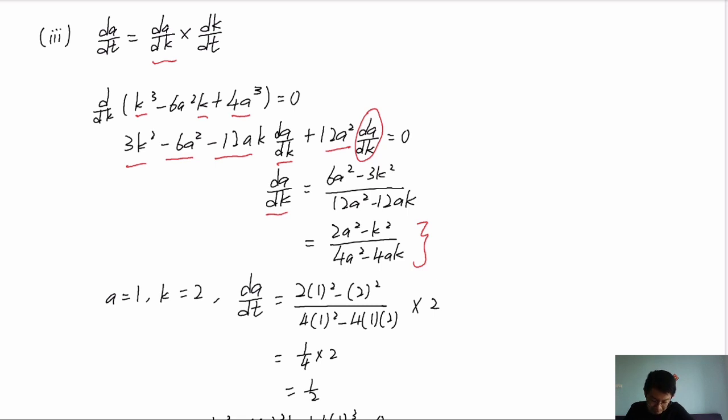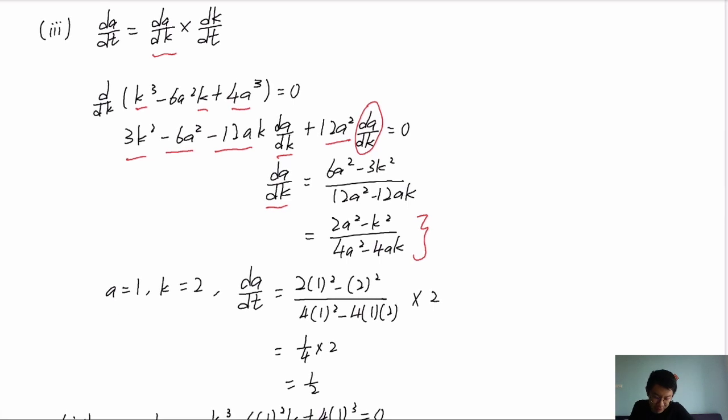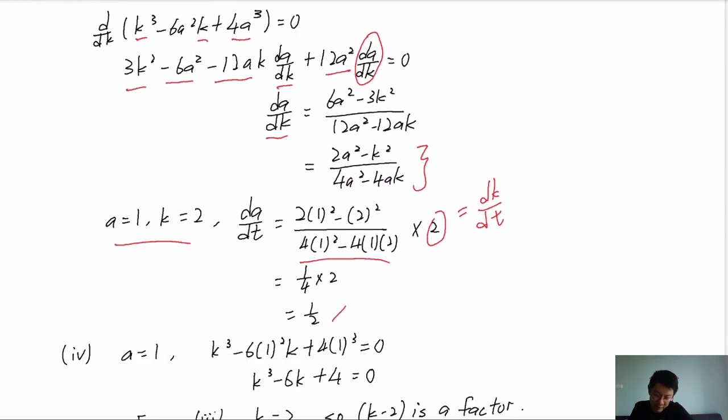Now we are given the values a equals 1 and k equals 2. We are able to find the value of dA/dt, knowing that dA/dt is dA/dk times dk/dt. Earlier on, this value is our given dk/dt. So basically we just substitute all the values of a and k into our dA/dk, and at last evaluate it, and we have dA/dt equals a half. Alright, so that would be for our third part.